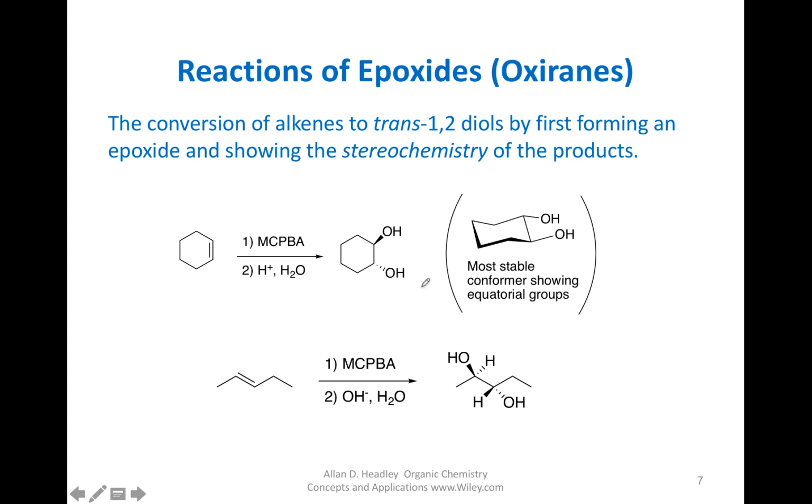So here's an application of this reaction. If you had your alkene right here, the first reaction is MCPBA, and you get your epoxide. A second reaction is the hydrolysis of the epoxide. Under acidic conditions, what you have here is your trans 1,2-diol. Notice the stereochemistry. Trans.